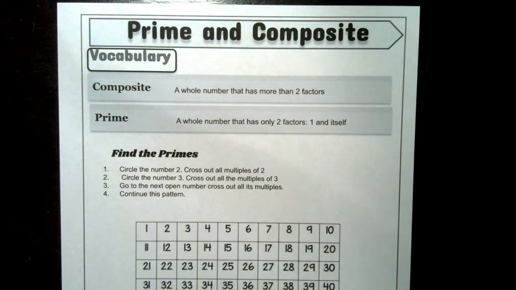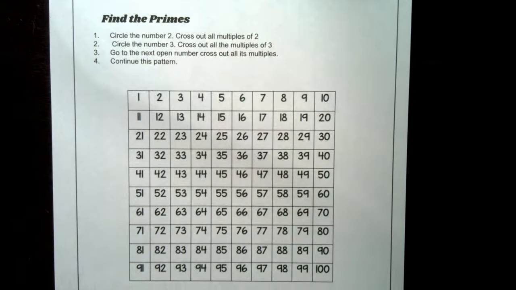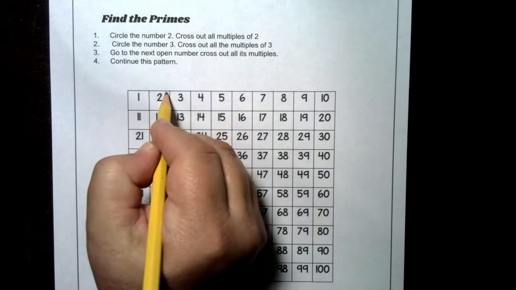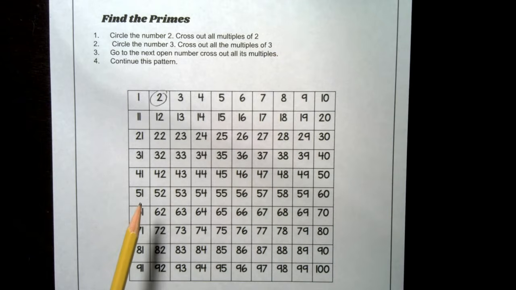So we're going to identify all of the prime numbers from 1 to 100, and we're going to follow these steps. First, we're going to circle the number 2, and then we're going to cross out all the multiples of 2. So that means all of the even numbers.